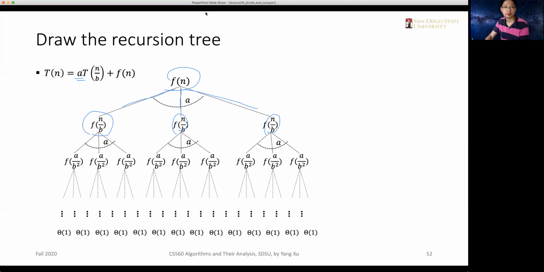If we look at the subproblem here, it actually should be, let me see, it should be n over b squared. So I will fix this. The a's in the nodes here are typos. It really shouldn't be a here. It really should be n here.